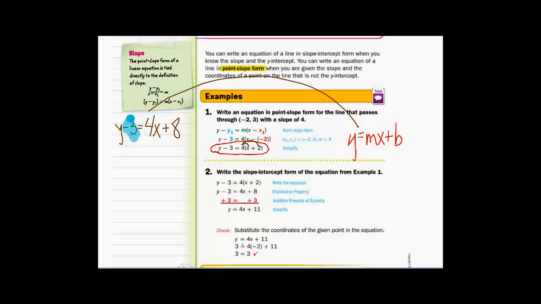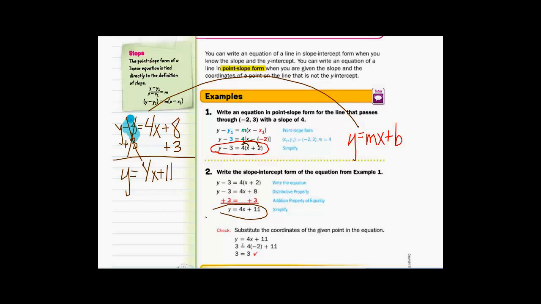So how would you get rid of a minus 3? You would have to add 3 to both sides. Add 3 to both sides. So that cancels out. So I've got y equals 4x, that's a 4, 4x plus 11. y equals 4x plus 11.